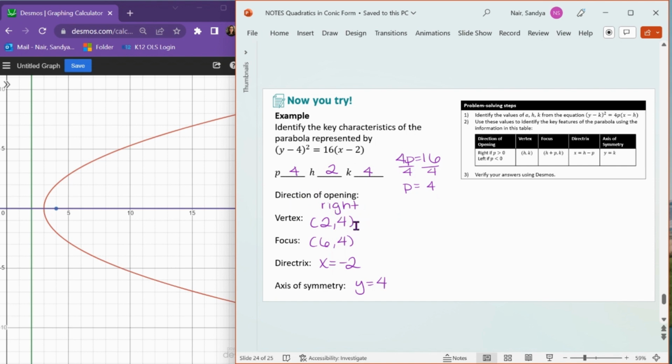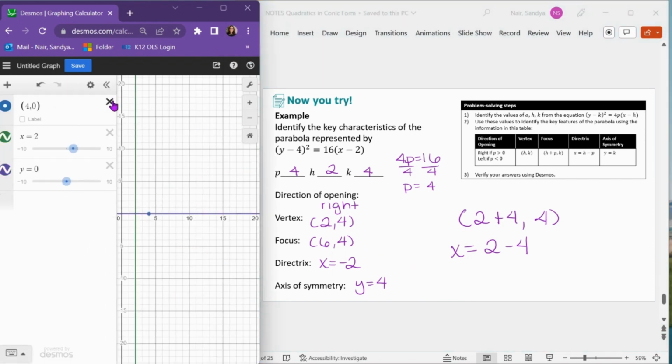The vertex is going to be at (2, 4), and then the focus we can find by adding p to the value of h. So that's going to give us 2 plus 4, and then the value of k. So 2 plus 4 is how we get 6. So we have (6, 4). The directrix is going to be x equals, and then we have h minus p. So 2 minus 4 is how we get that -2. The axis of symmetry will be at y equals k, which in this case is y equals 4.